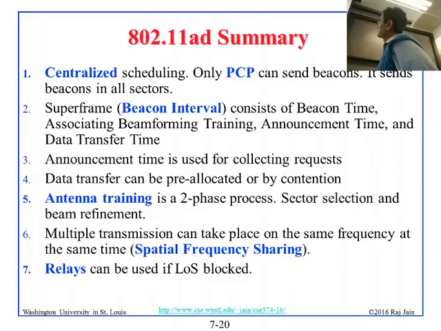Announcement time is used for collecting the requests, and the data transfer can be pre-allocated or by contention. Antenna training is a two-phase process, sector level and beam level. And then there is this spatial sharing, parallel transmission, and there are relays. Okay? Any question about any of those 7 points? None? Then we are done with this lecture for today.